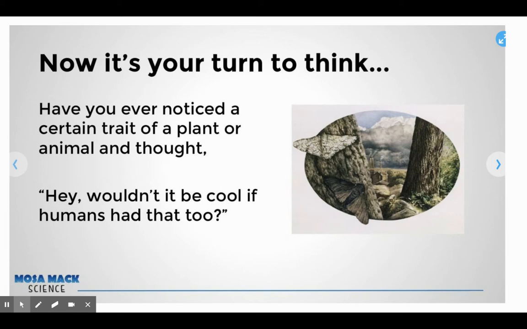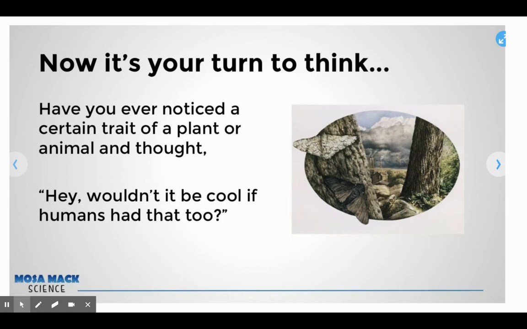So this is where you get to be creative today. You can certainly pick from my list. You can do some Googling today, but you and your group are going to choose just one adaptation that you find interesting. And it can be in a plant and it can be in an animal, either or. And think about if it would be cool if humans could have that too.